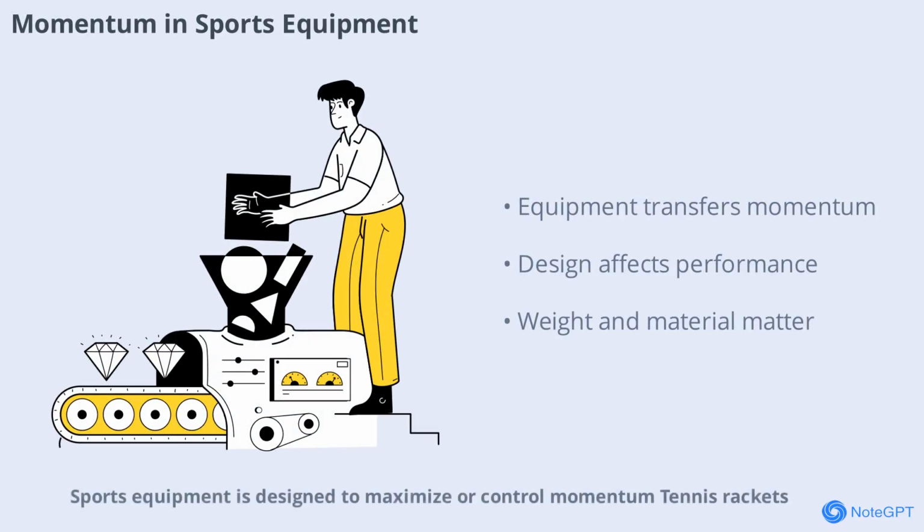Sports equipment is designed to maximize or control momentum. Tennis rackets, golf clubs, and baseball bats are engineered to transfer as much momentum as possible to the ball. The design, weight, and material all play a role in how momentum is transferred, helping athletes achieve better performance.